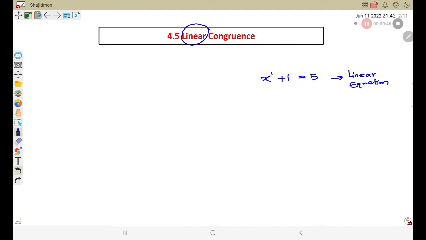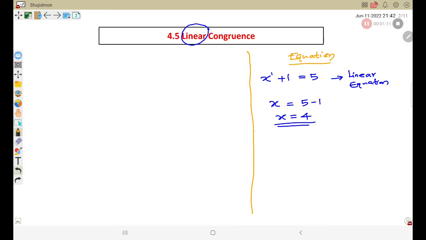So if you are getting an equation with x power 1, you know how to find the solution of this equation. x equal to 5 minus 1, that means x equal to 4 is the solution, correct? This is a first degree equation, a linear equation.